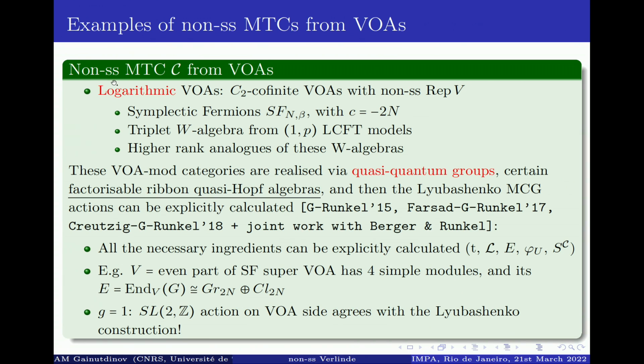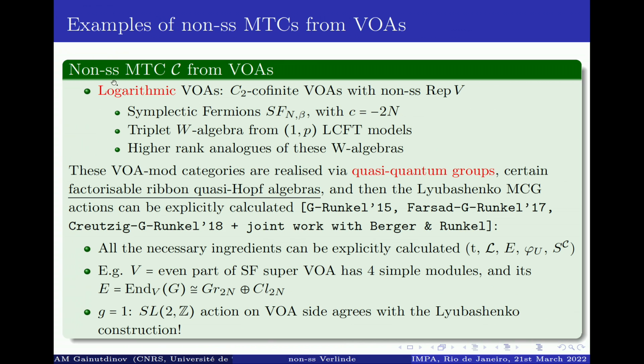Let me say, I do not have much time, but there are many examples of log CFTs where we can test this conjecture. First of all, it's symplectic fermions. It's a C2-cofinite VOA corresponding to symplectic fermions with central charge minus 2n, or the triplet W algebra in the 1,p LCFT models. These examples, the categories can be realized via some quasi-quantum groups. This was also the work of many people, a recent understanding of these theories, that their representation categories as braided tensor categories can be realized via some factorizable ribbon quasi-Hopf algebras.